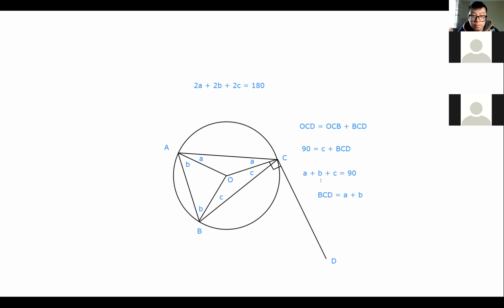So if you look over here, this is BCD, okay? And we're trying to prove that BCD is equal to BAC. And if you see, BAC is equal to A plus B. So we have proved the theorem. Give me a thumbs up if you understand. This is also a long proof, but hopefully you understand.